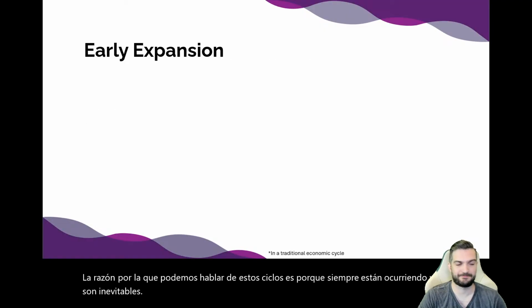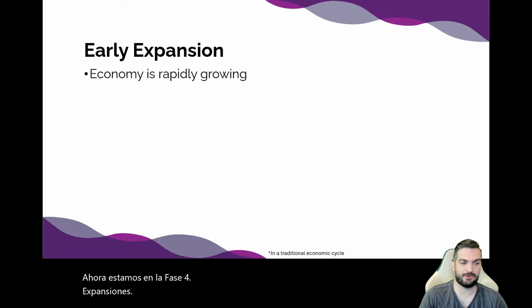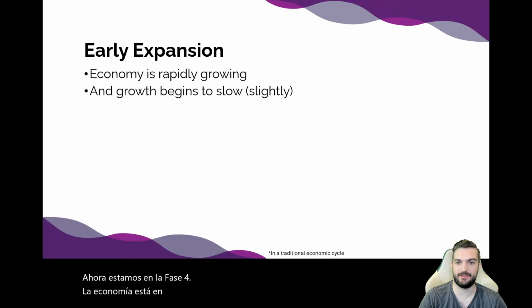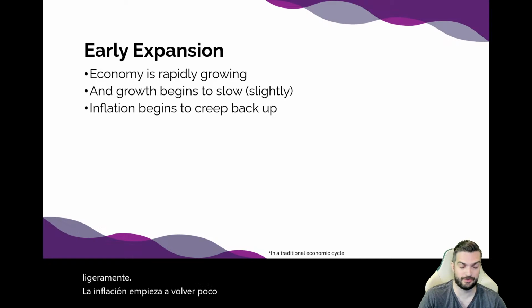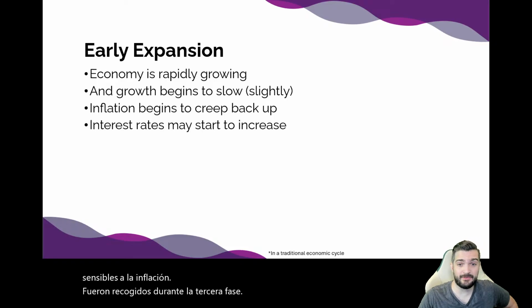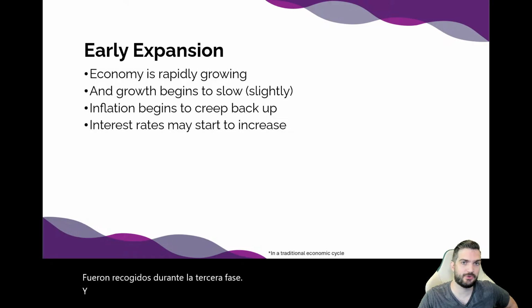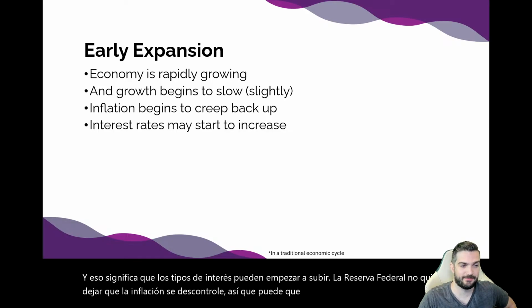So what comes next? Well, we're now into stage 4, expansions. The economy is rapidly growing, but that growth is starting to slow down slightly. Inflation is starting to creep back up, which is why those inflation-sensitive investments were picked up during stage 3. And that means that interest rates may start to increase. The Federal Reserve doesn't want to let inflation grow out of control, so they might start to increase rates.